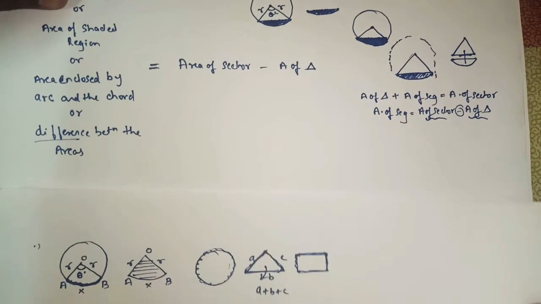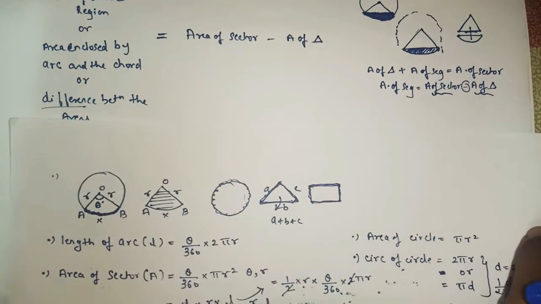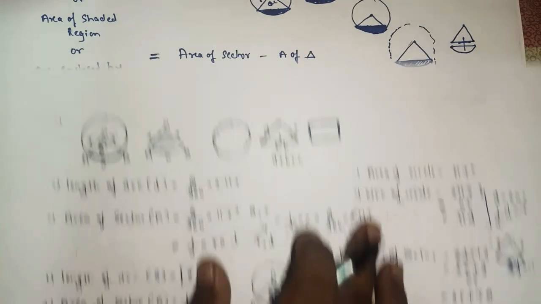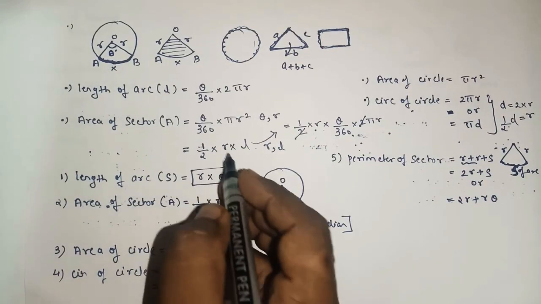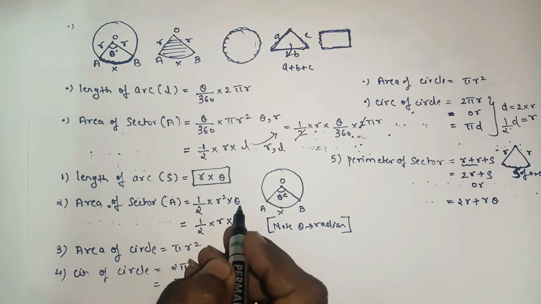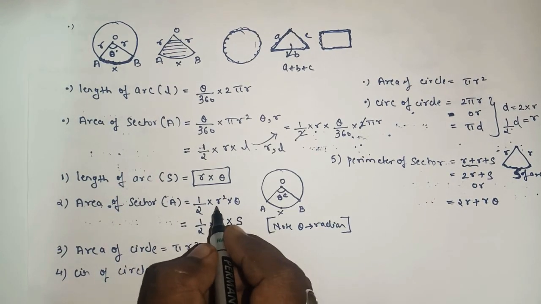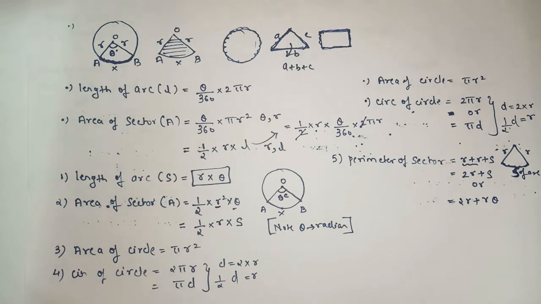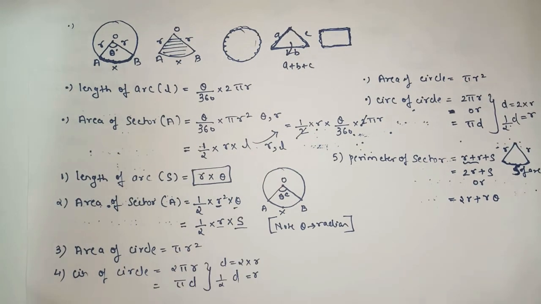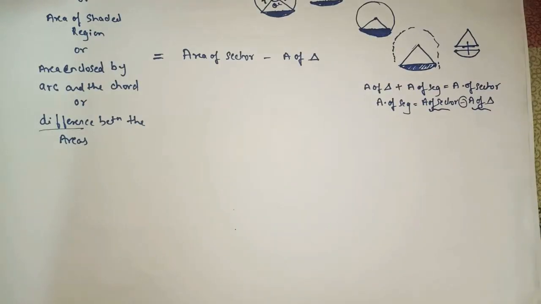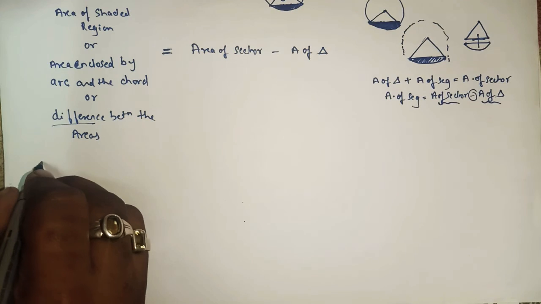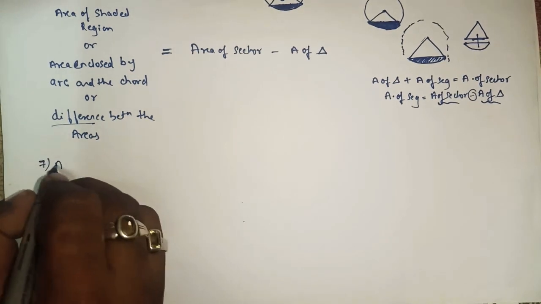And we know that for the area of sector, the formula is half into r into s, and there is one more formula, that is half into r square into theta. This formula you have to apply when you have the radius and theta, and this formula you have to apply when you have the radius and the direct length of the arc. So here we have the area of sector. Now we'll see the formula for area of triangle.